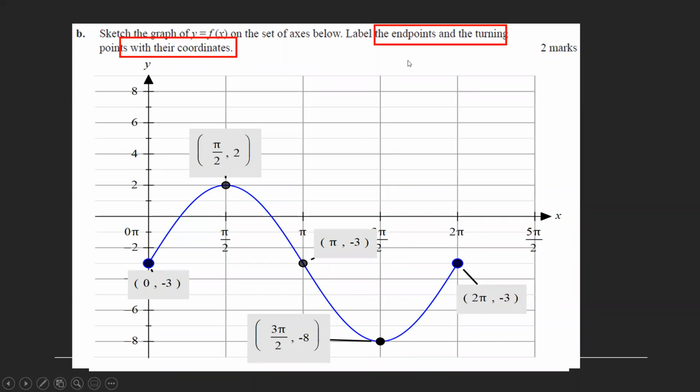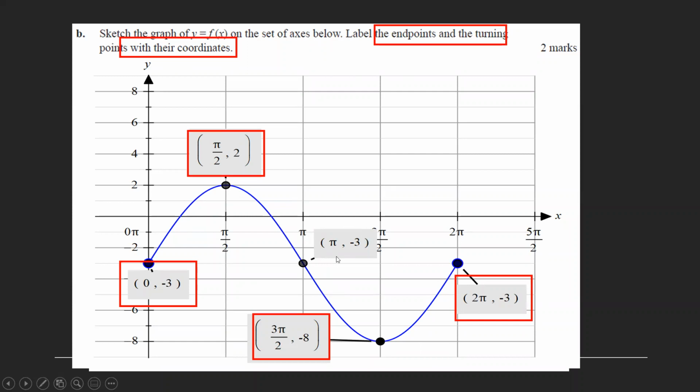The question explicitly asked for the coordinates for these 4 points. Even though the question didn't ask for these coordinates, you still need to make sure your graph goes through these points. It's something like a point of symmetry, also known as a point of inflection. These 3 points must stay on the same line, y equals -3, sorry. All right, so hopefully you get the idea of sketching the sine curve, which is very basic from Year 11 level. So let's look at the next one.